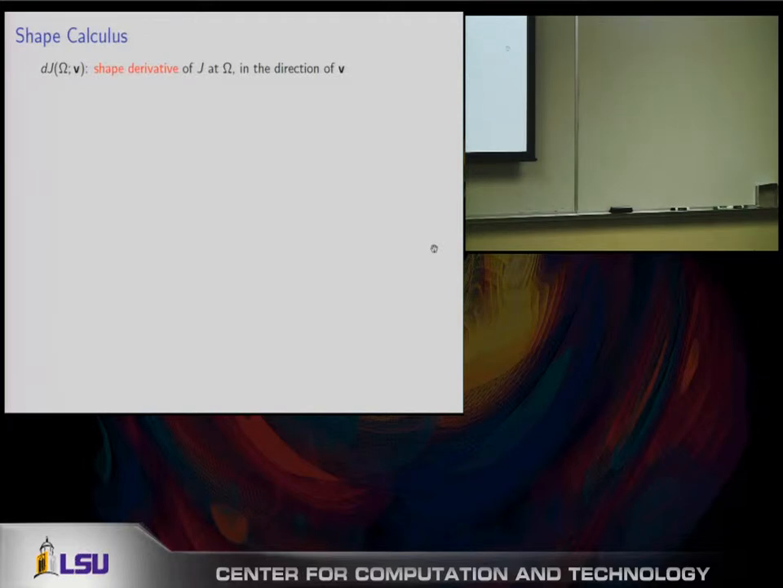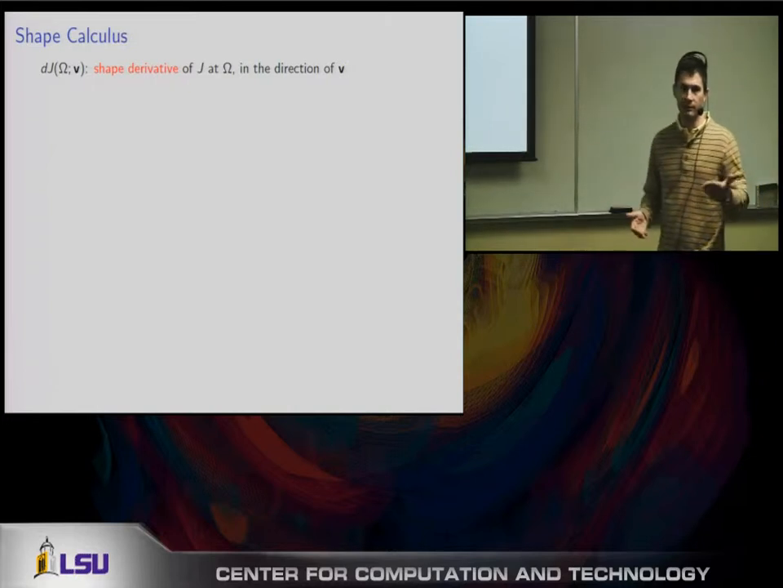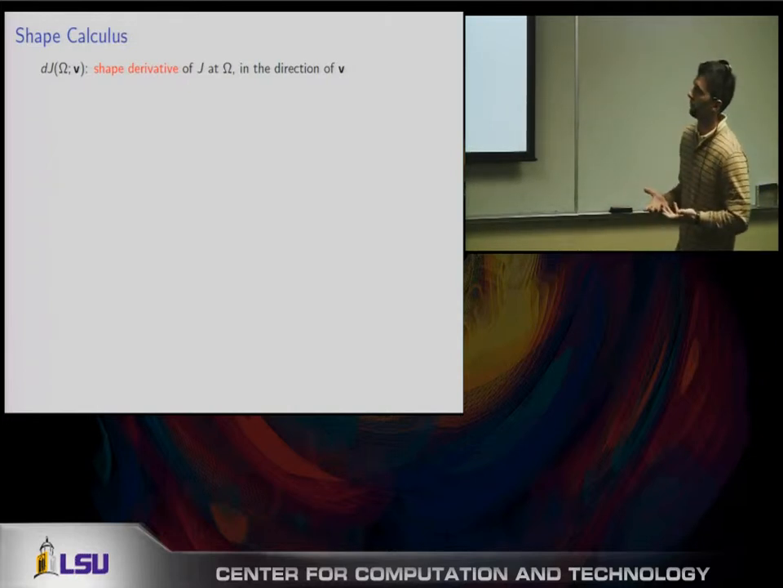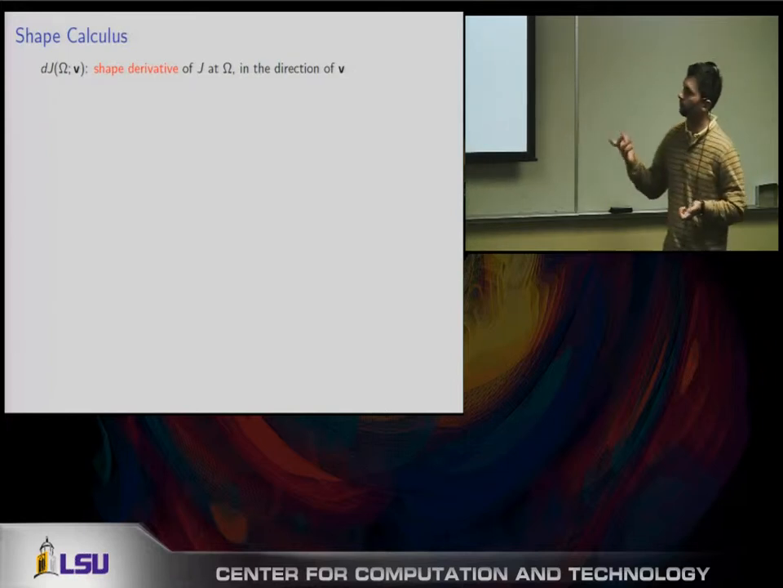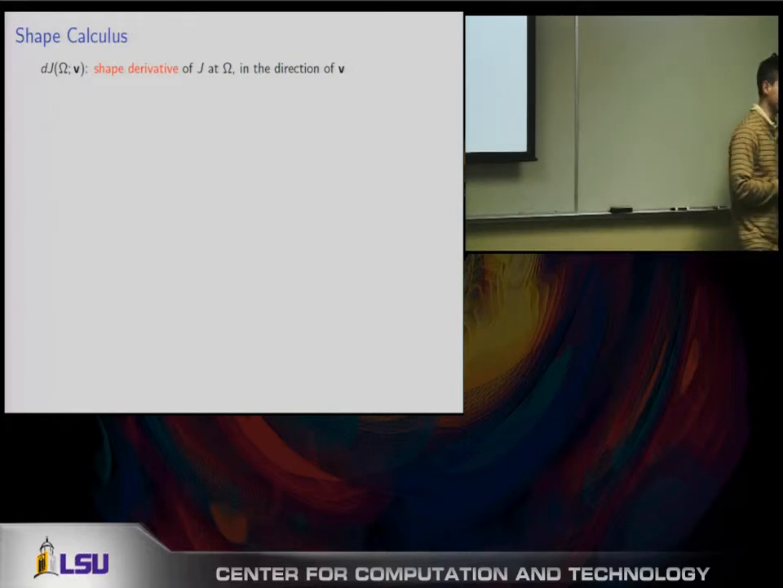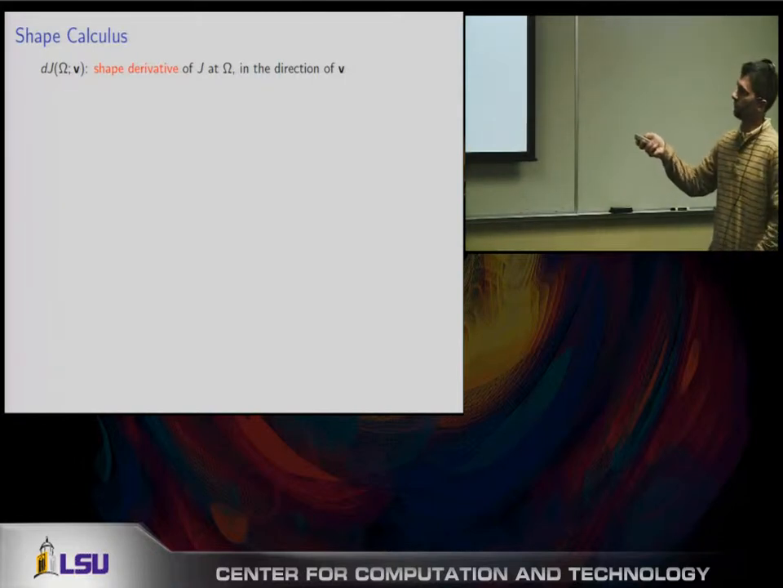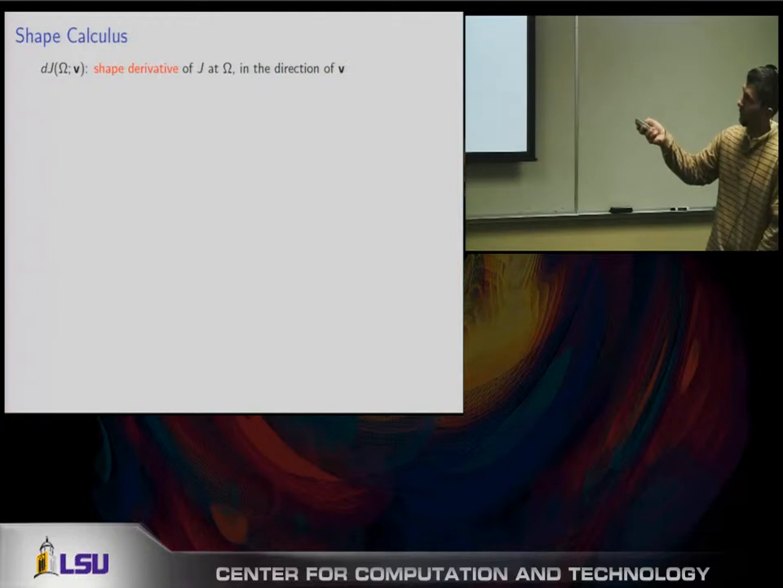So whenever you're doing optimization problems, something very useful is the derivative, and this is no exception. We have some function that depends on the shape, and what we want to find is the shape derivative. So this notation here means the shape derivative of the functional J evaluated at the point or shape omega in the direction of a field V.